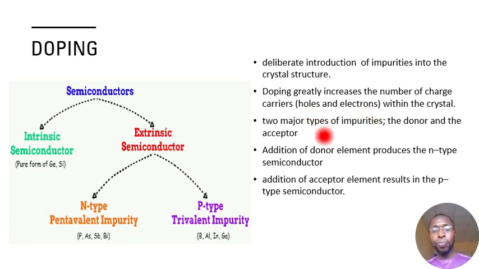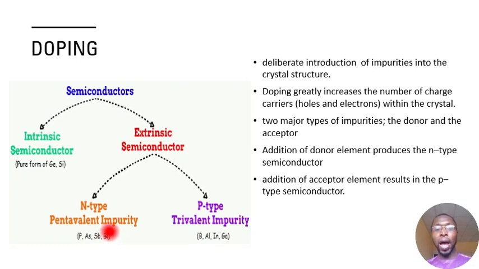When we have more electrons in a semiconductor than holes, we call that semiconductor an N-type semiconductor. It is done when you add an impurity called a donor. The impurity is of two types: we have the donor and we have the acceptor. When we add a donor impurity into a pure semiconductor, the result gives us an N-type semiconductor. Sometimes we call these donor impurities pentavalent impurities.